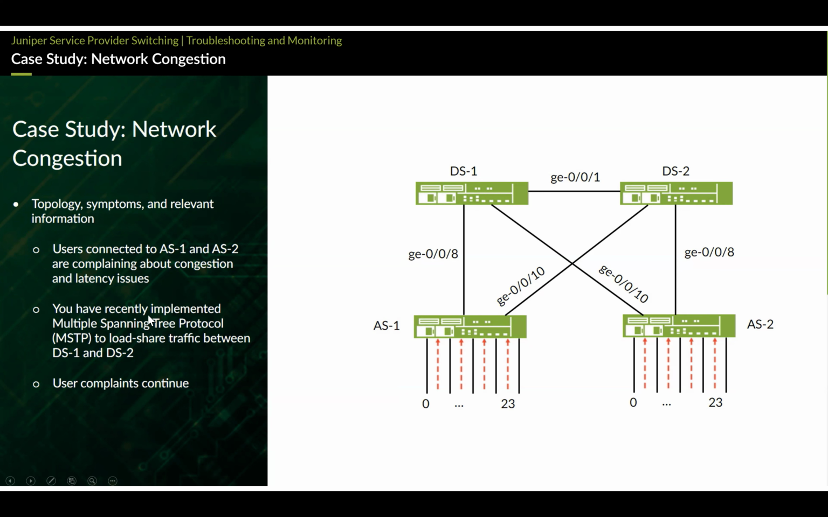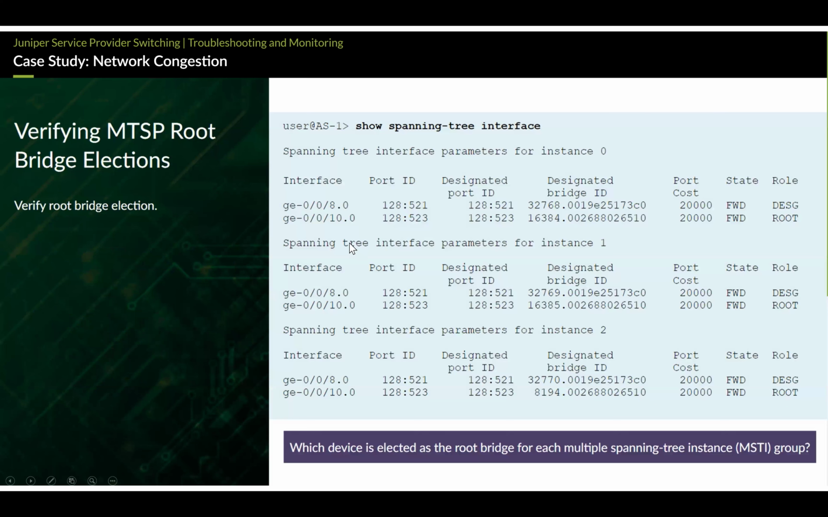You have recently implemented multiple spanning tree protocol to load share traffic between DS1 and DS2. User complaints continue. That means all the traffic from access 1 and access 2 may be going to distribution 1. In that case, they're getting congestion on the link. So what will be the solution?